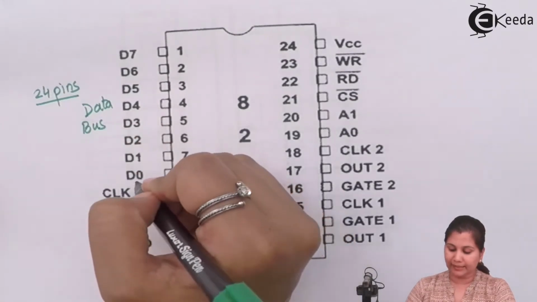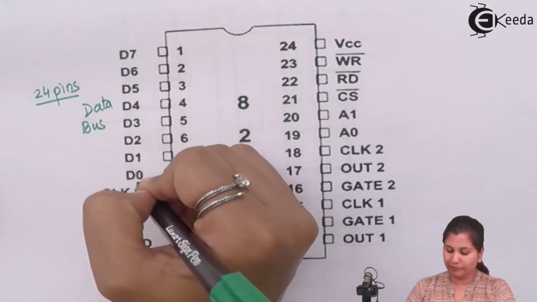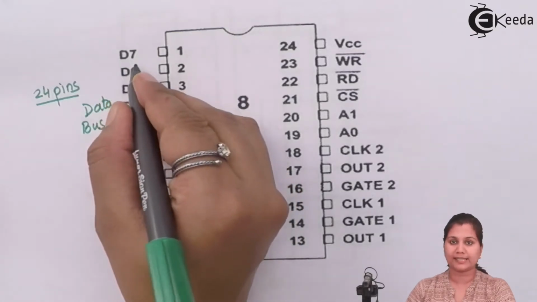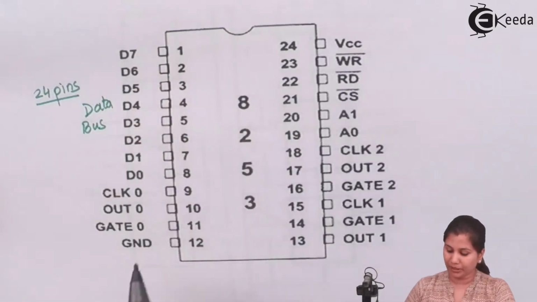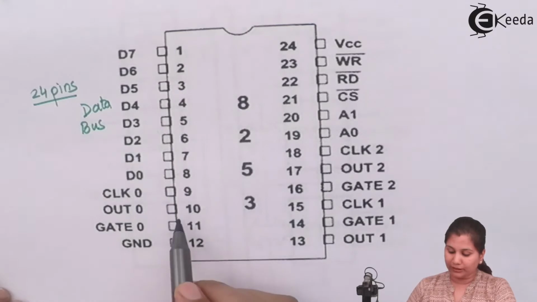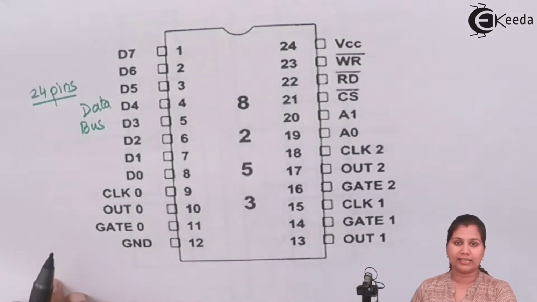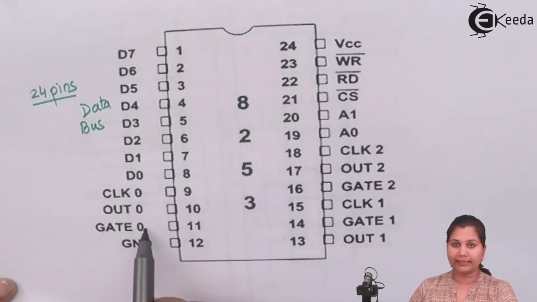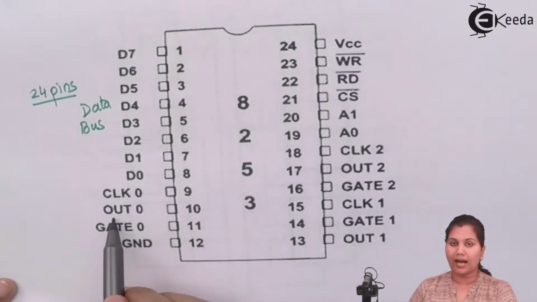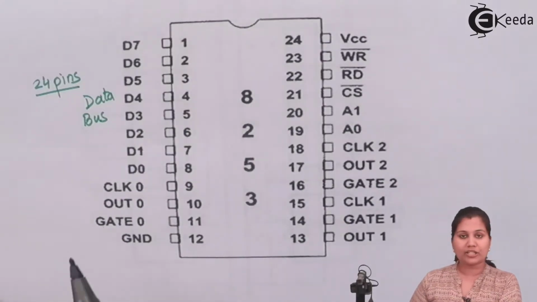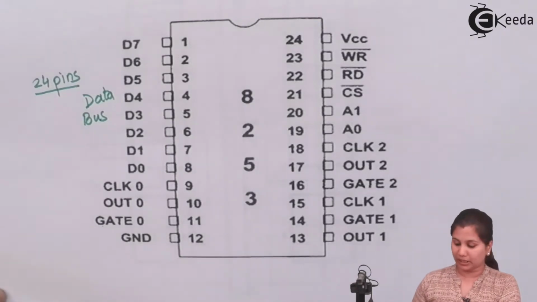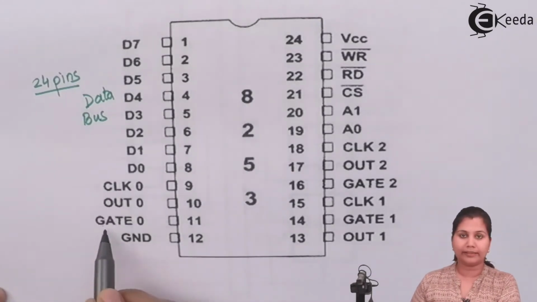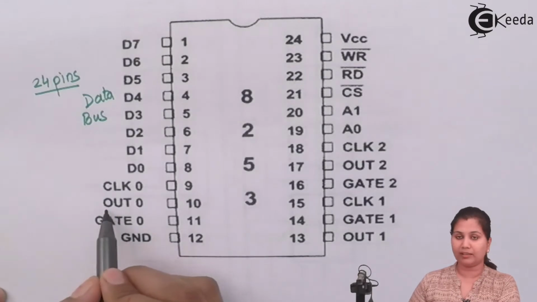The data bus is the 8-bit data bus, from D0 to D7. It is a bidirectional data bus. Then for each of the timers we have 3 signals: 2 input signals, the clock and gate, and 1 output signal, out.